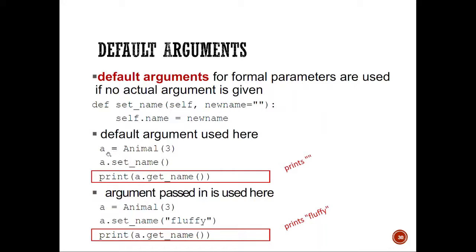For example, here in this case, if we call the set name method without giving any argument to the method, and we print the output, it would give us an empty name. And in this case, if we pass an argument and call that command, we get the name assigned.